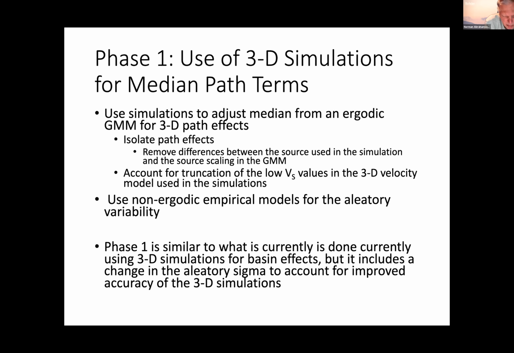So this is really similar, again, what I wrote at the bottom, to what's done when we take 3D simulations and try to correct seismic hazard maps for basin effects. The difference is that we're going to change the standard deviation from the empirical model to not be an ergodic sigma model, but to be one that accounts for the reduction in the standard deviation when you have included path effects that should be improving the accuracy of your models.